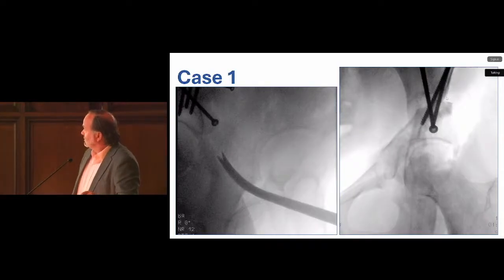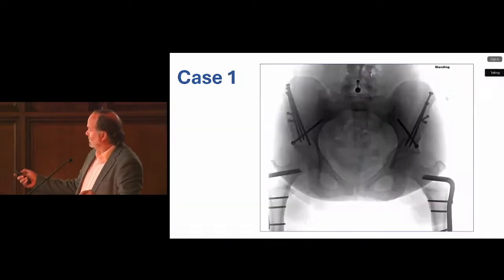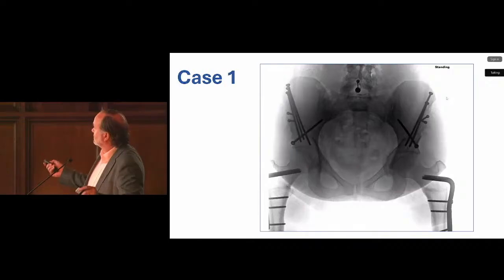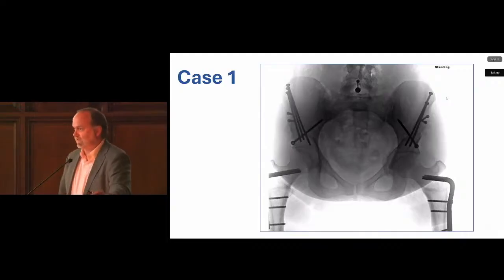So here she is. And you can see on her right, I bring my own pointer here, her right, we had a nice union here. Everything seems to be remodeling. I did concomitant femoral osteotomies at the same time. And on the left side, everything's starting to go. This is about 3 months out, just still having a non-union at the pubic cut here.